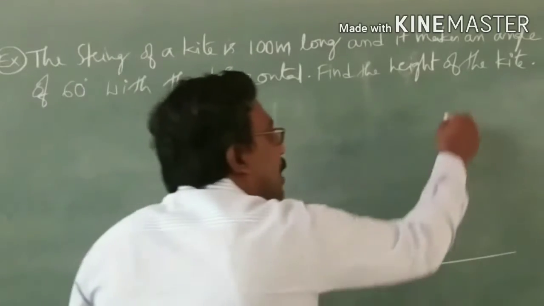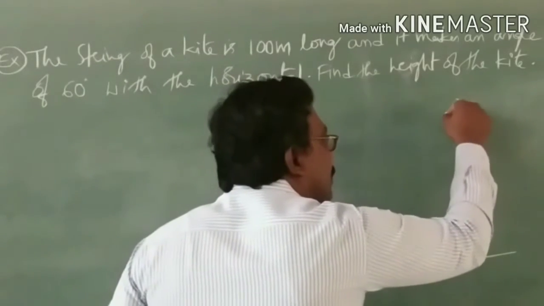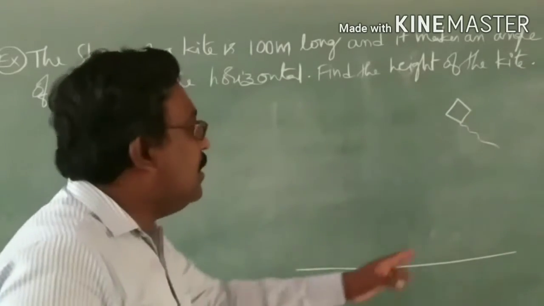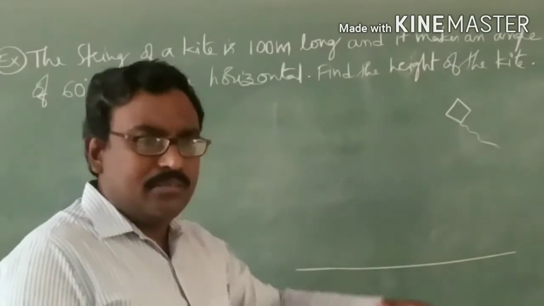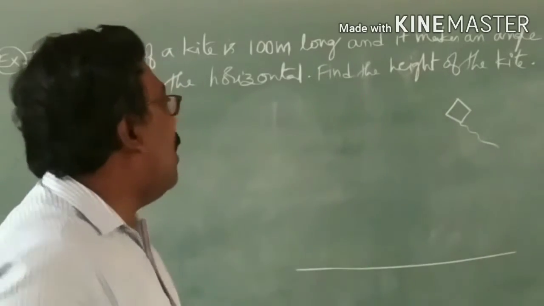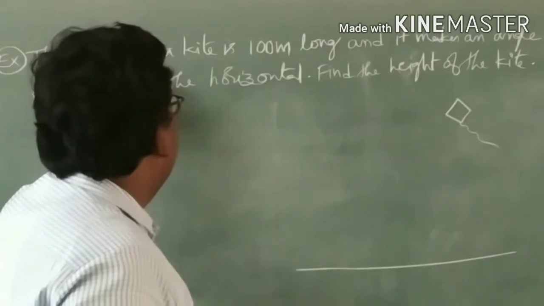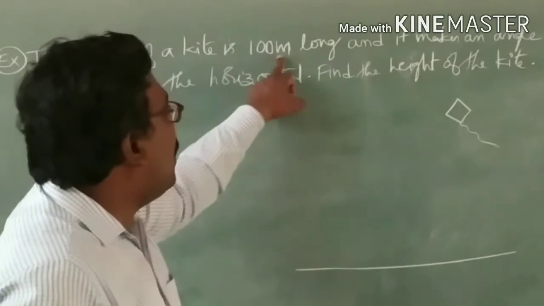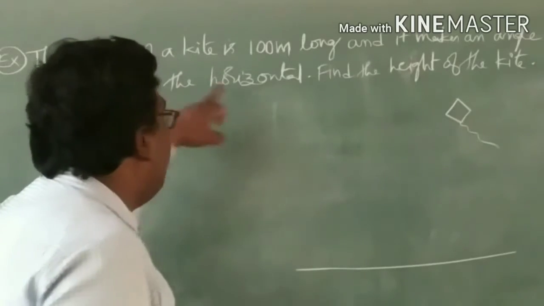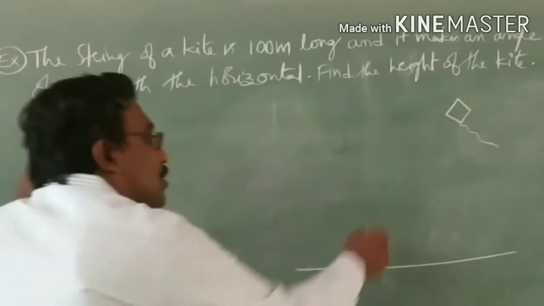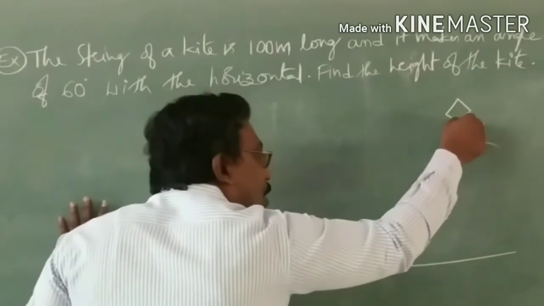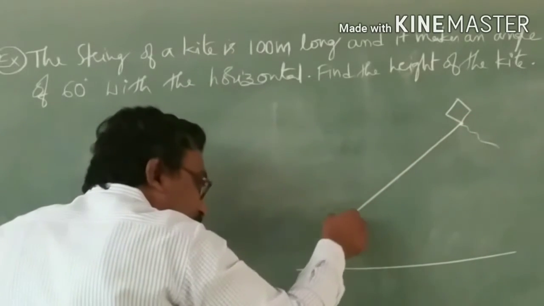Now, a kite is there. It is flying at a certain height above the horizon. The string of the kite is 100 meters long and it makes an angle of 60 degrees with the horizon. Usually, you fly a kite with the help of a rope and the kite will go like this.